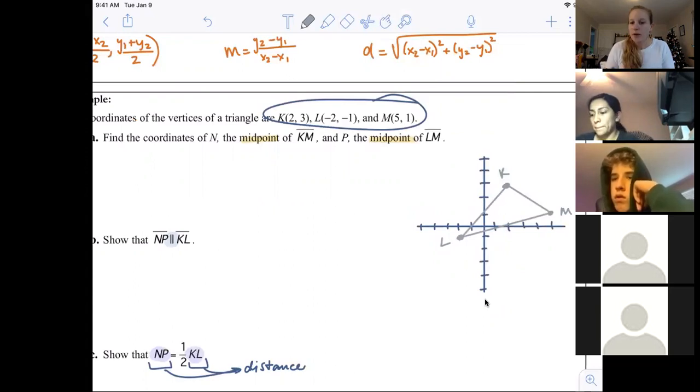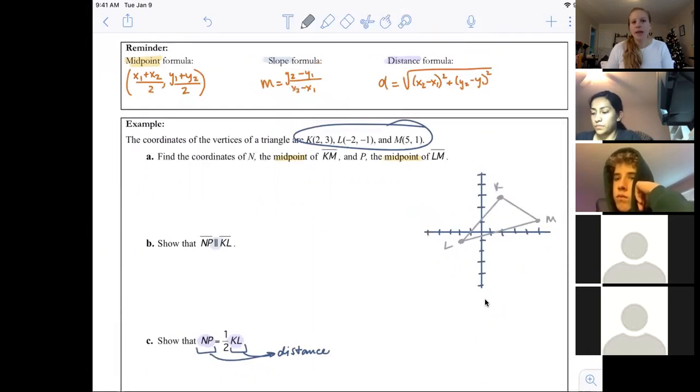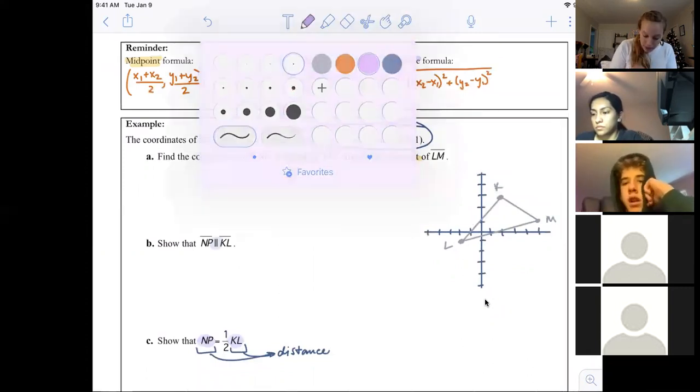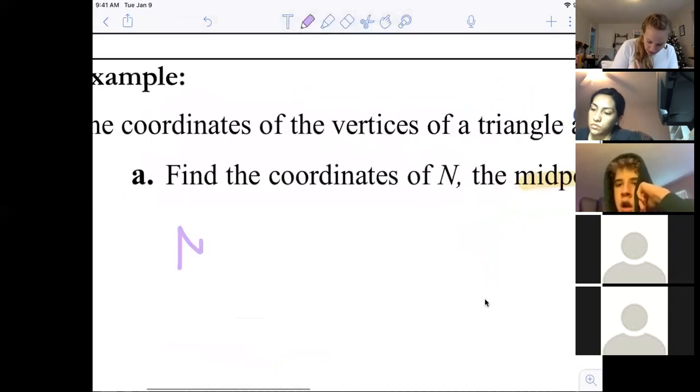Okay, so I've got my graph. I know exactly which formula I'm using. I color coordinated and I looked for keywords. The first one says find the coordinates of N, the midpoint of KM. Well, that means I'm gonna use my midpoint formula. I'm going to write it down here just because I don't like to keep scrolling in and out. That makes me a little seasick, I feel like.